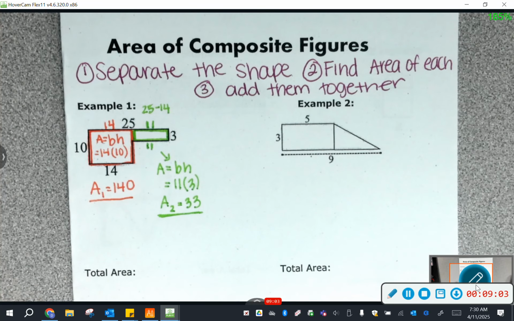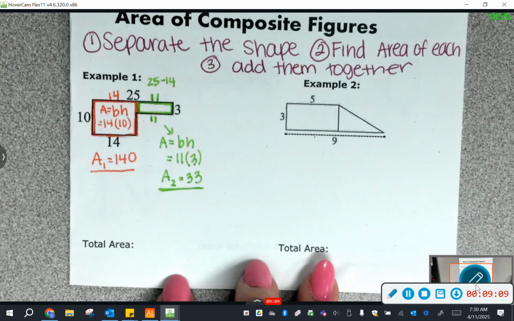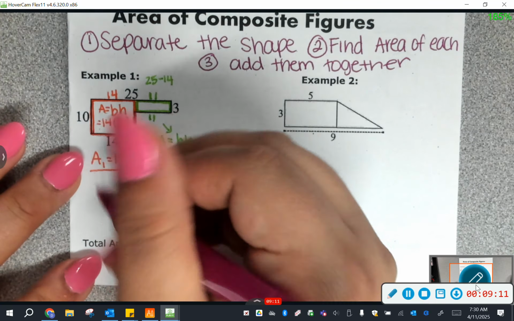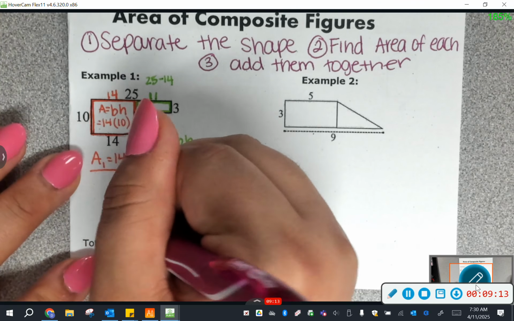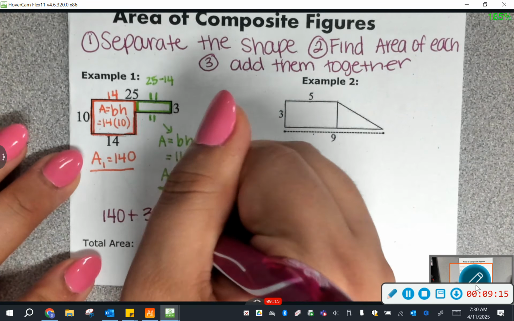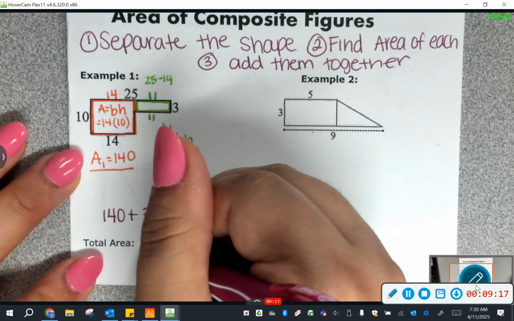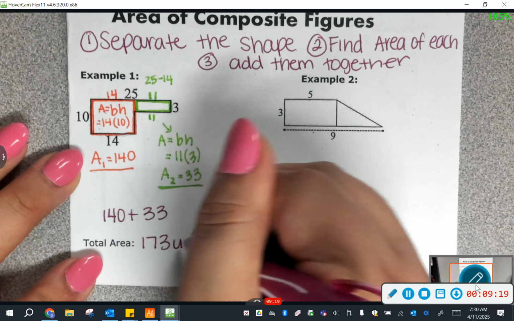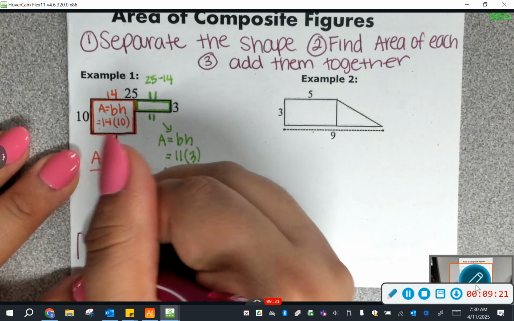Now what am I going to do to find the total area of this weird shape? Add it together. So I am going to add 140 plus 33. And what does that equal? 173 units squared.